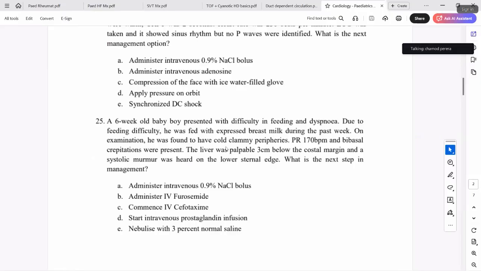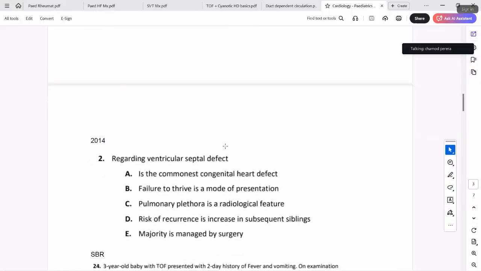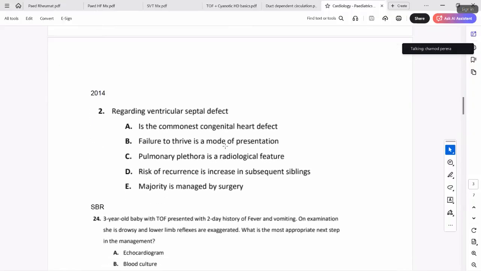So let's go to the next question regarding ventricular septal defect. So that is the commonest congenital heart defect.